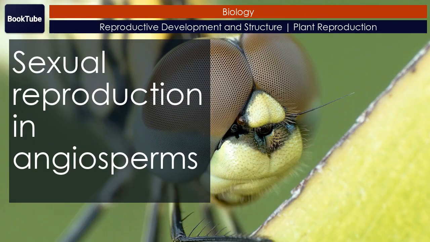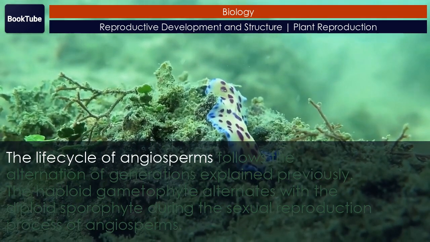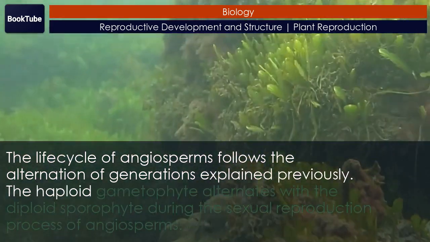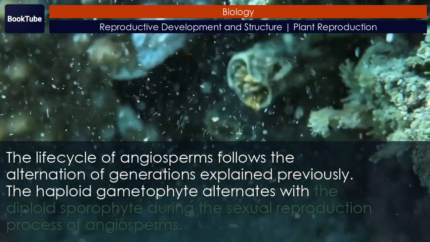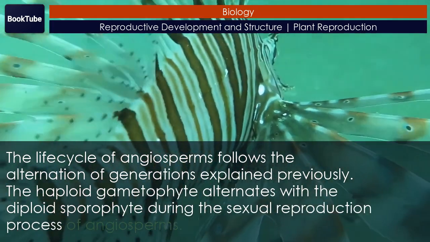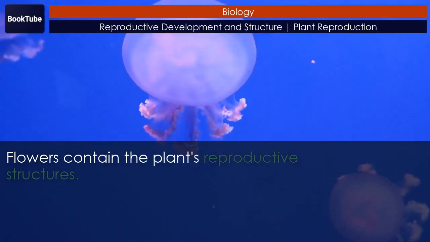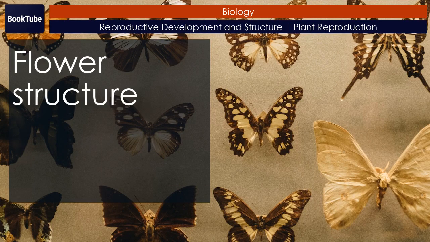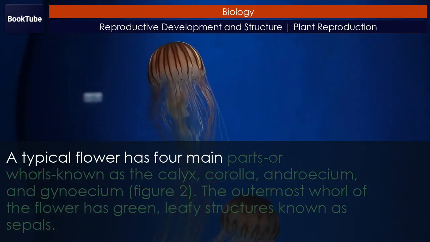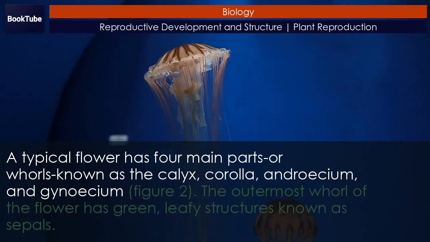Sexual reproduction in angiosperms. The life cycle of angiosperms follows the alternation of generations explained previously. The haploid gametophyte alternates with the diploid sporophyte during the sexual reproduction process of angiosperms. Flowers contain the plant's reproductive structures. Flower structure. A typical flower has four main parts or whorls known as the calyx, corolla, androecium, and gynoecium.